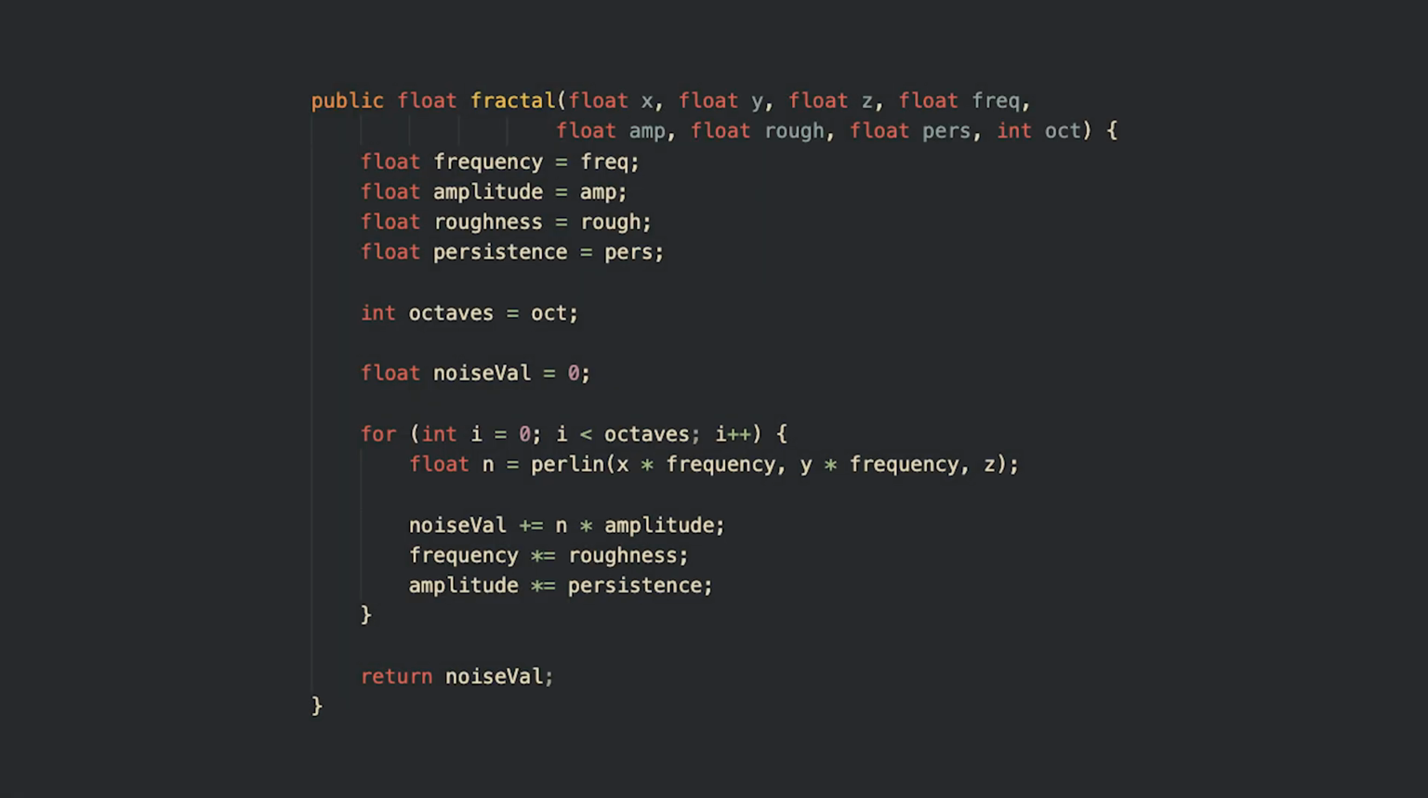Here's the general code for layered noise. The number of octaves is the number of layers. Frequency starts at some base value and increases according to the roughness variable. Similarly, the amplitude starts off at some base value and decreases according to the persistence variable between 0 and 1. Each noise value is added together and the final result is returned by this function. This particular noise has a roughness value of 2 and a persistence value of 0.5.